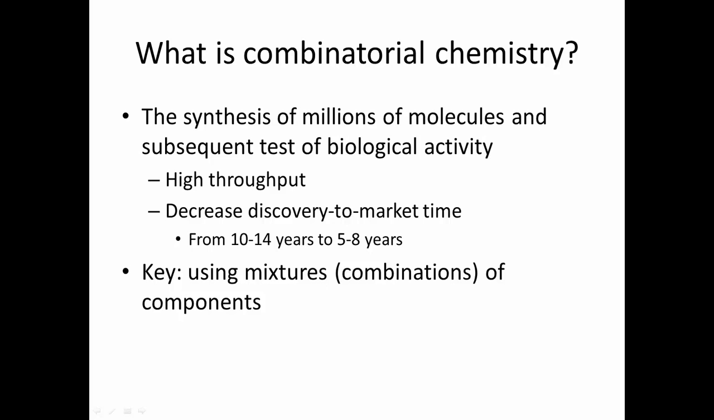So I showed you a slide from last time, the drug discovery lecture, that said the discovery to market time was roughly anywhere from 10 to 15 years, or 10 to 14 years. Using combinatorial chemistry, we can decrease the discovery to market time to maybe 5 to 8 years. The key here is using mixtures of components or combinations of components. So let's take a look at how that might work.